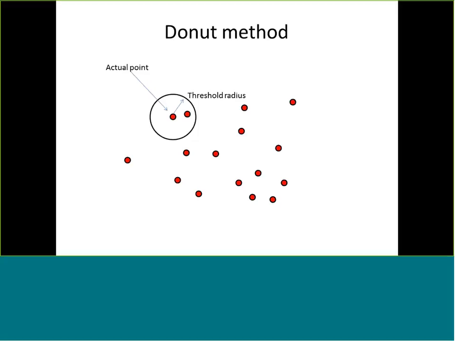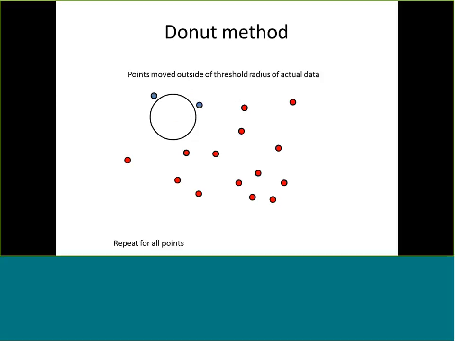The donut method is intended to remove points within a threshold. So we decide upon a threshold radius. We take the actual point and look for points that fall within the threshold radius. If we find such a point, we move it outside of the threshold radius. So this is a way of enforcing a lack of contiguity, or taking points that are close to each other and moving them further apart to make the identification more difficult. Here we have 2 points that fell within the threshold. We've moved both of them outside of the radius, and now we've masked those 2. We then simply repeat this process for all points.